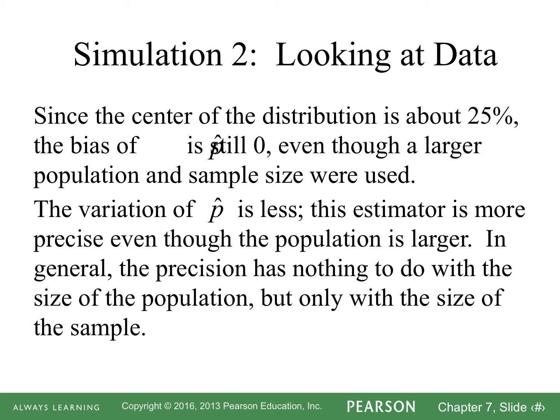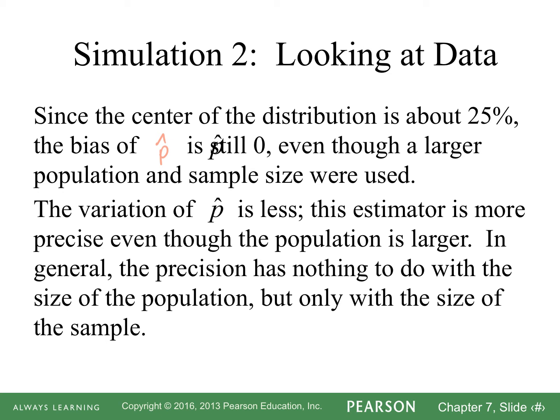Okay, so it looks like in this slide my p hat has moved. This is supposed to be p hat here. All right, so looking at the data, since the center of the distribution is about 25%, notice that's where the red triangle was, so it was still 25%. The bias of p hat is still 0, so there's 0 bias, even though a larger population and sample size were used. The variation of p hat is less. This estimator is more precise, even though the population is larger.